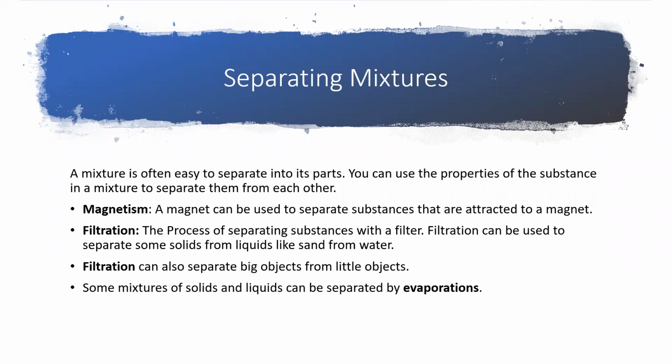Separating mixtures. If you don't remember from earlier last week, a mixture is often easy to separate into its parts. You can use the properties of the substances in the mixture to separate them from each other. Magnetism: a magnet can be used to separate substances that are attracted to a magnet. Filtration: the process of separating substances with a filter.